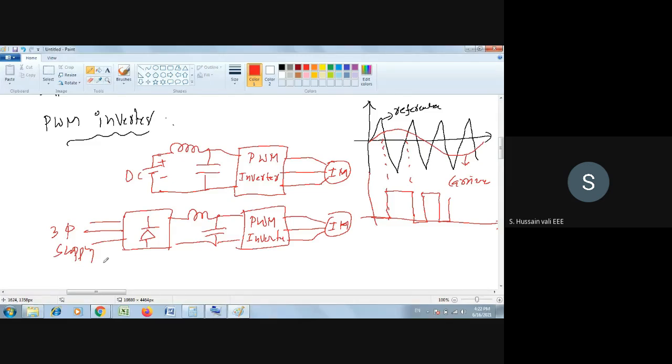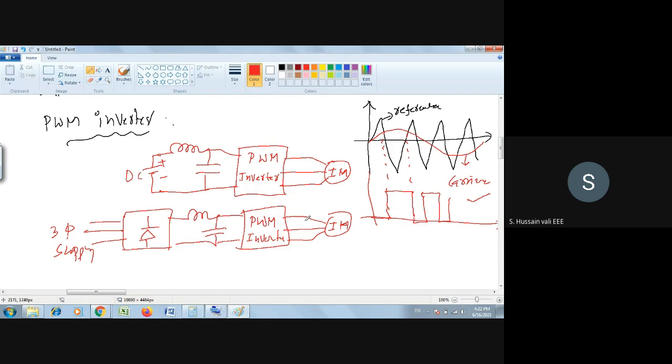So now you know very well that the reference waveform is a fixed one. What is the variable one here? The carrier waveform is the variable here. So when the carrier waveform is varying, the pulses vary. When the pulses vary, the output also varies. That's it. So this way you can control the induction motor.